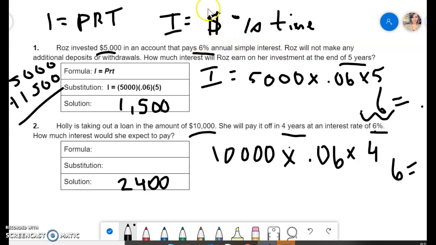What I would do is at the top of your papers, or when you're doing your exit ticket question, write I equals money times percent times time. Don't forget to change that percent.